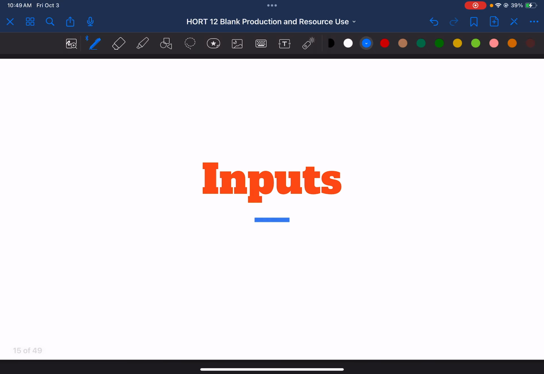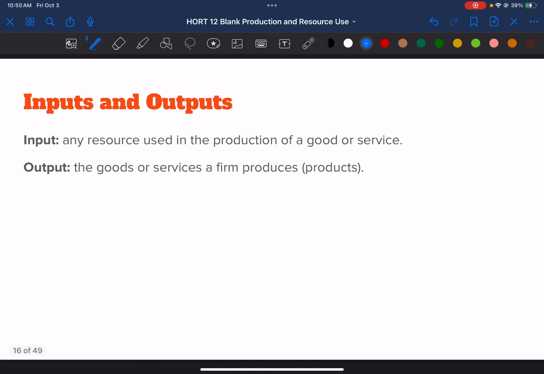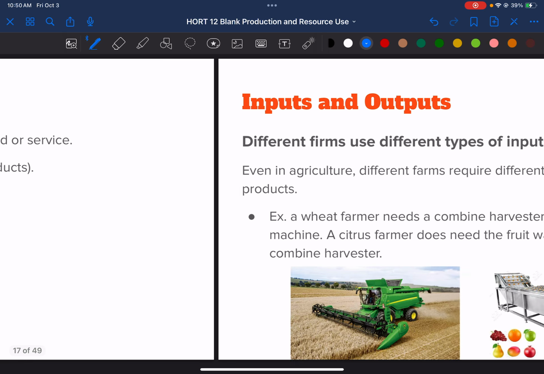Okay, so that's markets and competition. Now we're going to move on to inputs. So first we have to define inputs and outputs. An input is any resource that's used in the production of a good or service. Pretty simple. Output, even more simple. It's the goods or services that a firm produces.